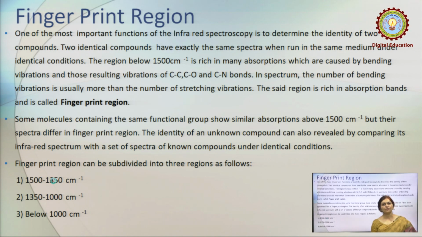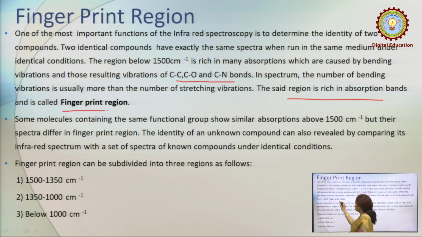The region below 1500 cm⁻¹ is rich in absorptions, which are caused mainly by bending vibrations and those resulting from vibrations of C-C, C-O and C-N bonds. In the spectrum, the number of bending vibrations is usually more than the number of stretching vibrations. The region is rich in absorption bands and is called the fingerprint region.